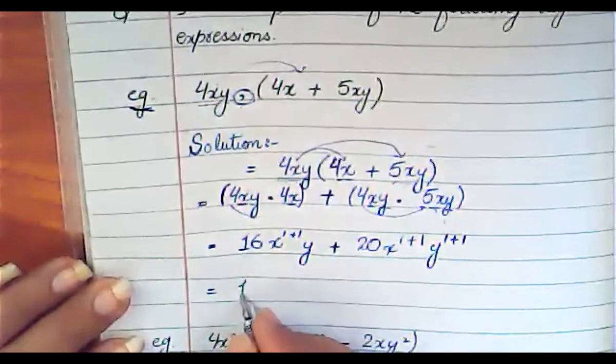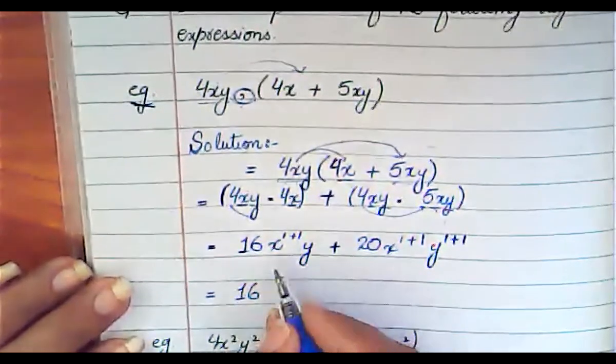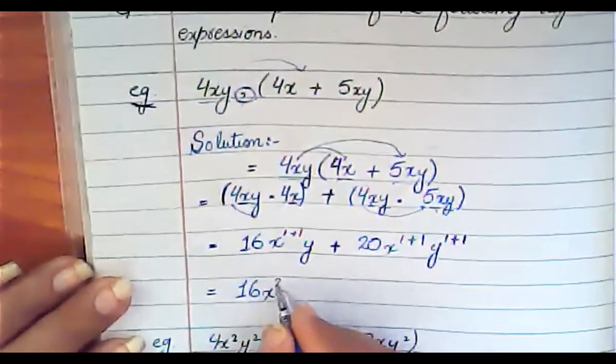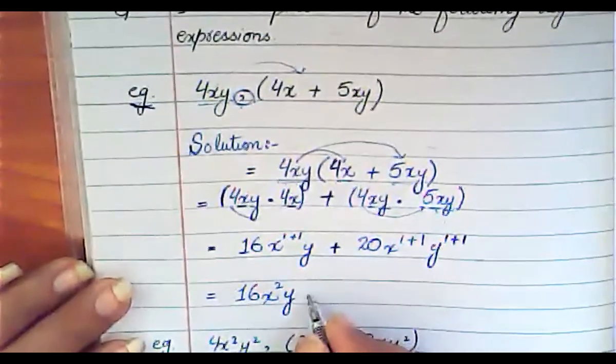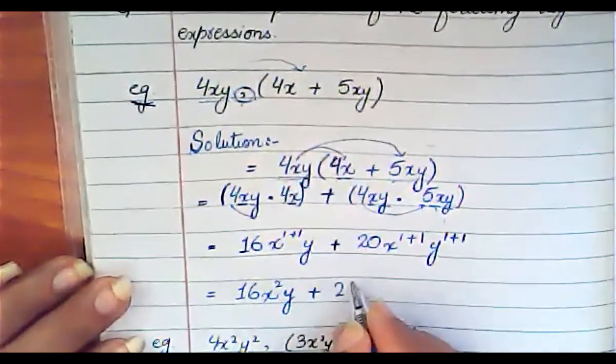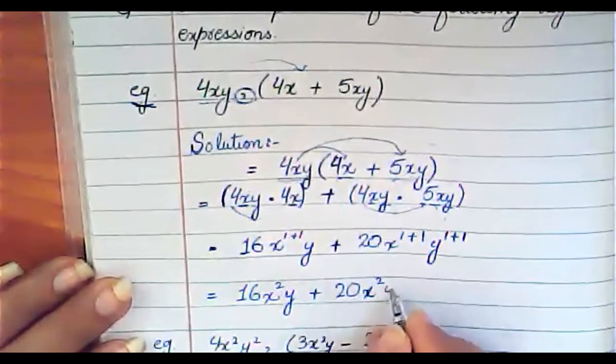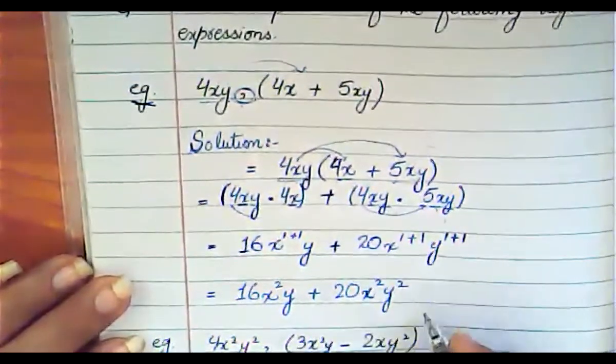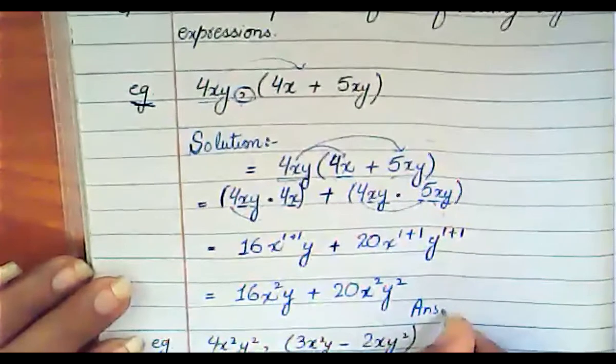So what will be the answer? 16 x to the power 1 plus 1 will be 2, y will remain the same, plus 20 x square y square. This is your answer. Is it clear?